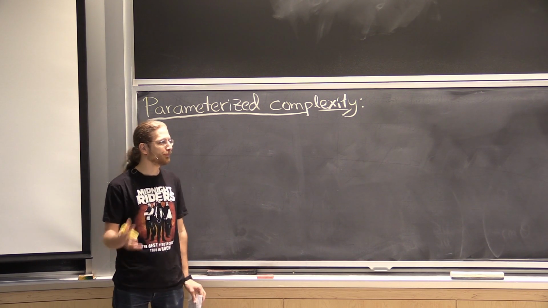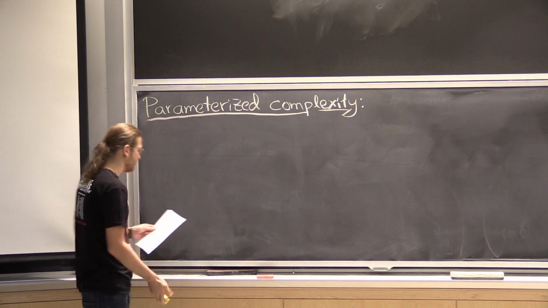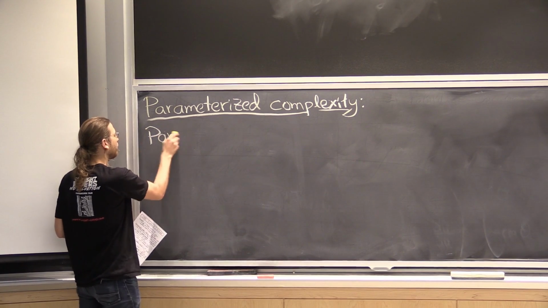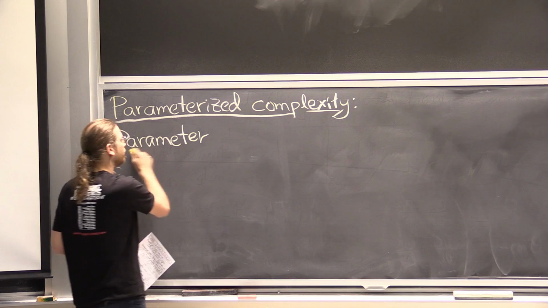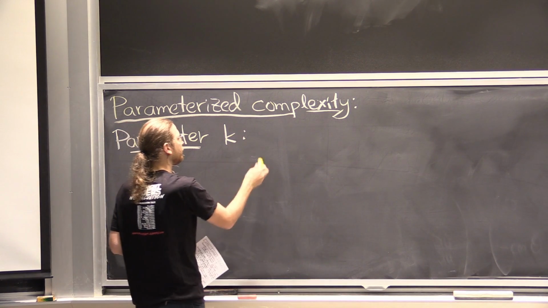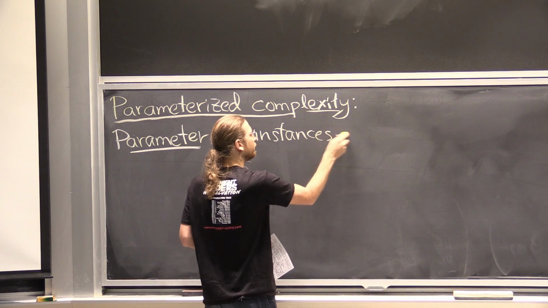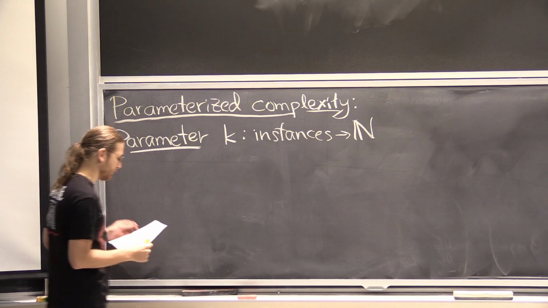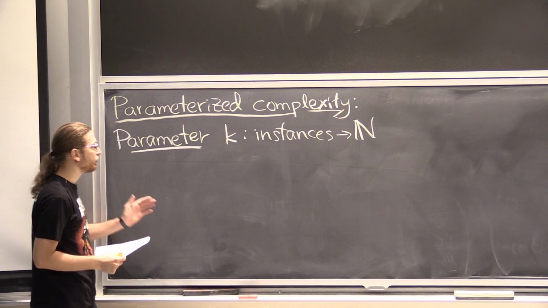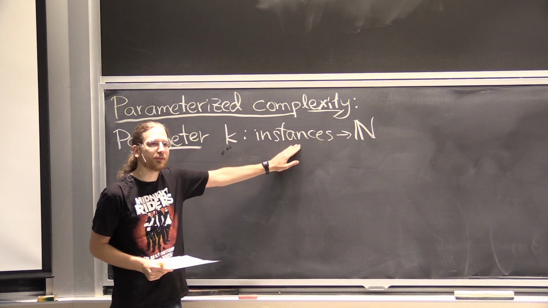Usually we call problem size n, and then we call the parameter k. In general, a parameter is just some way of measuring instances. So parameter k is a function from instances to non-negative integers, 0, 1, 2. And usually this number k is just part of the instance.